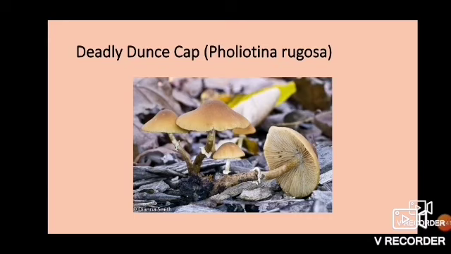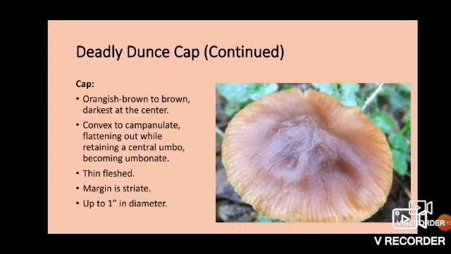And finally, we have the deadly dunce cap, and that's Phyllotopsis rugosa. So the cap is orangish brown to brown and darkest in the center there. It is convex to campanulate. If you recall, campanulate is kind of that bell shape. I wish they just called it bell shape. I wouldn't have to explain it every time. Then this flattens out. Well, it retains a central umbo of sorts, though as you can see, there's sort of a wrinkled version of an umbo. And it becomes umbonate, and that's basically where you have the umbo and then a flat surface beyond.